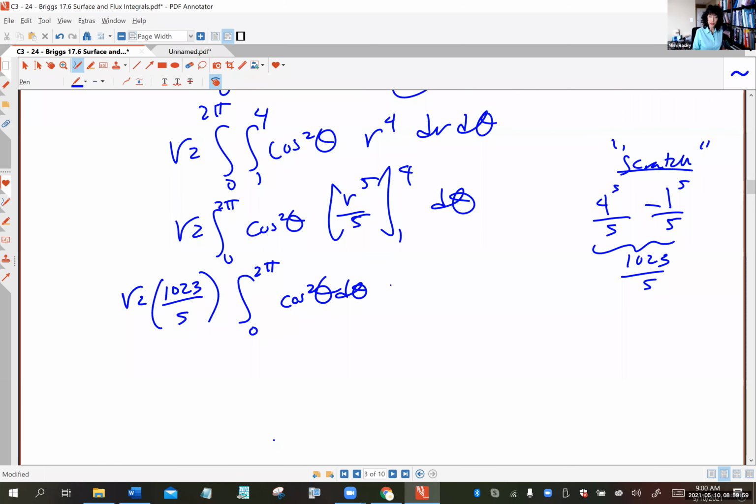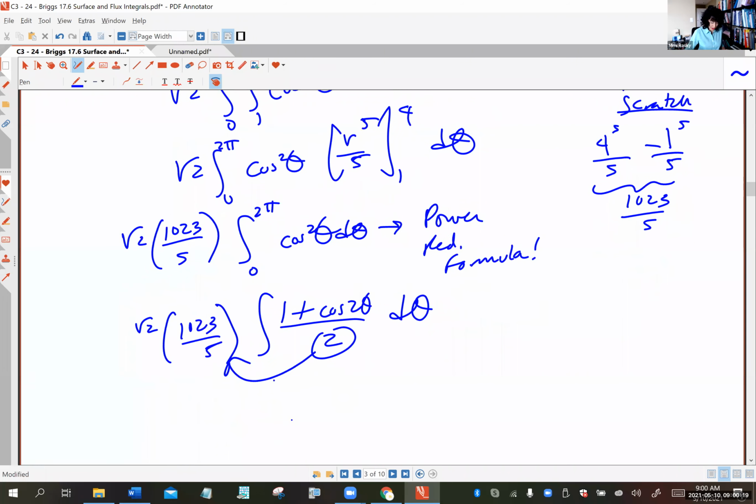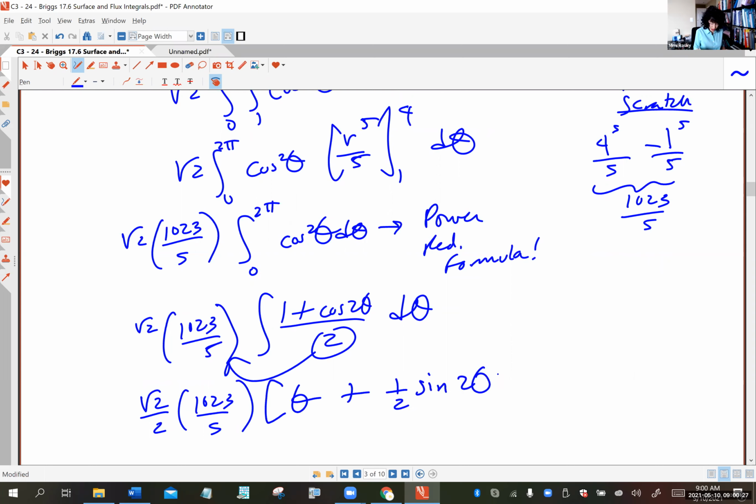And you guys should know the drill, power reduction formula, right? Definitely know your power reduction formula because I love this power reduction formula. It's kind of where your Calc 2 comes and saves the day. And this half I like to pull out. So at the same time I do that, I'll integrate the numerator. So I'll have theta plus a half sine 2 theta, and I'll evaluate that between 0 and 2 pi.